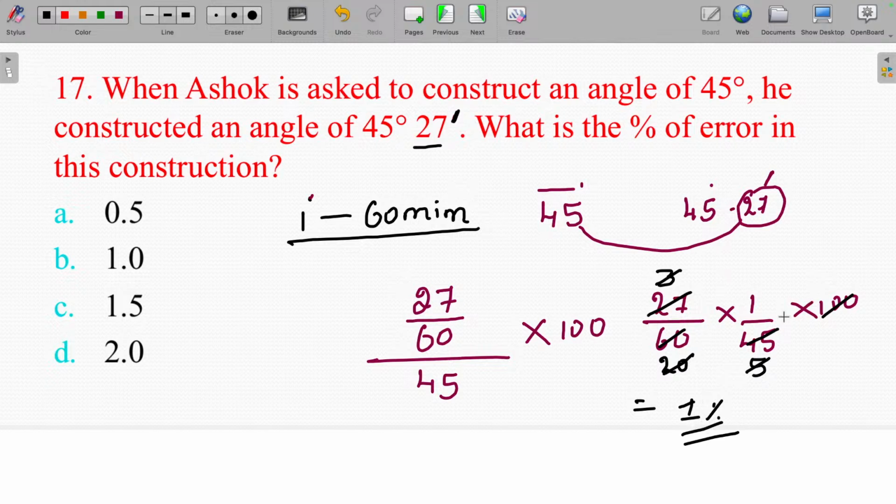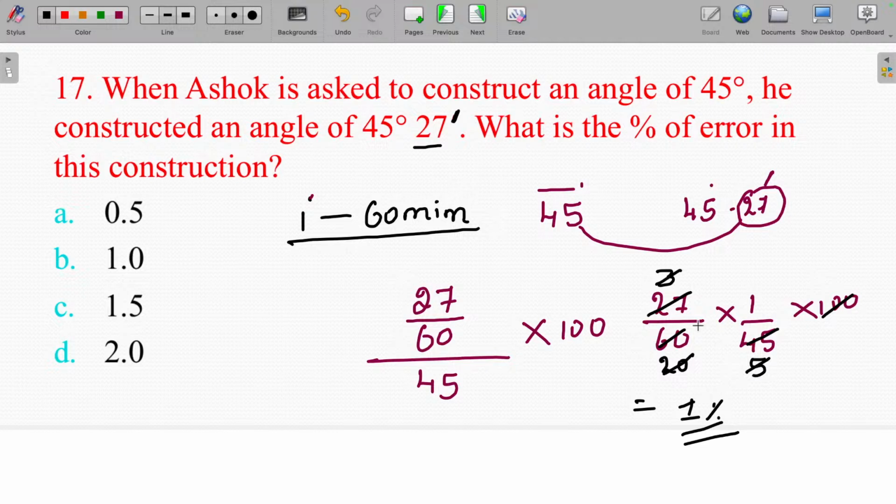27 into 100 is 2700. For 60 into 45, I told you any number multiplied by 5 means double and half: 90 into 30 is 2700. Numerator gets cancelled, denominator gets cancelled, remaining will be 1. I think it's clear. Please reply all if it is clear. Yes, sir. Yeah, good.